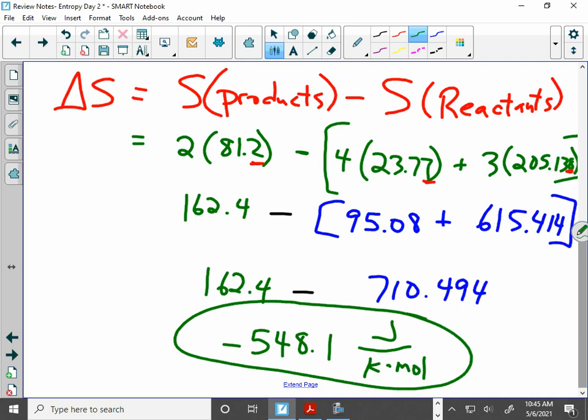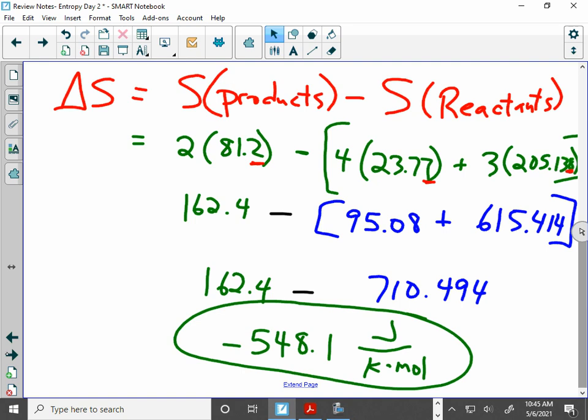So that's my final answer. I predicted my entropy to go down, didn't I? So it actually is. Questions about that? Not real tough math, is it?